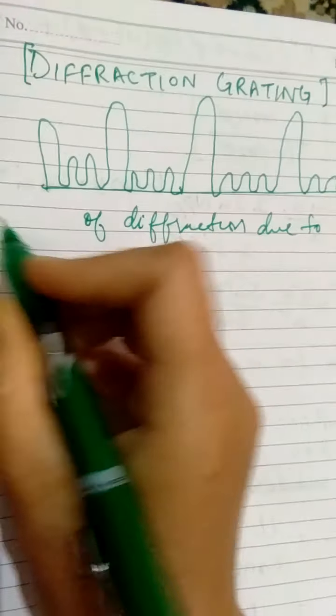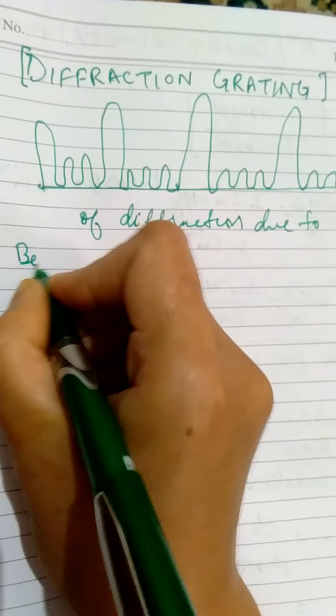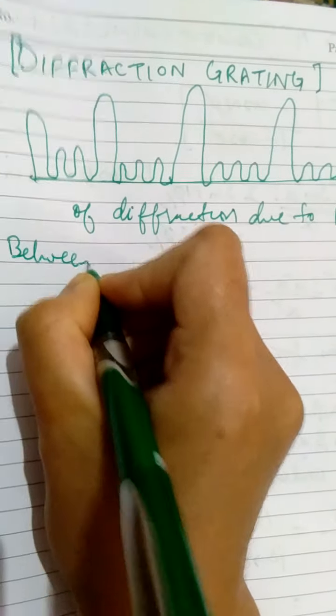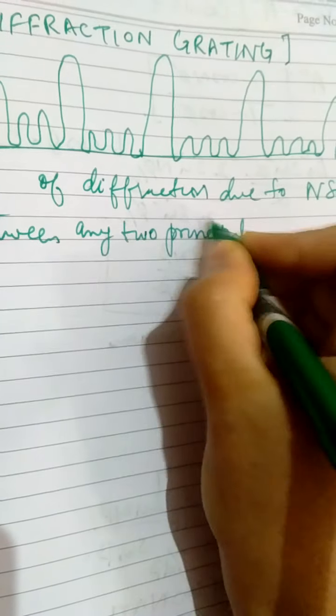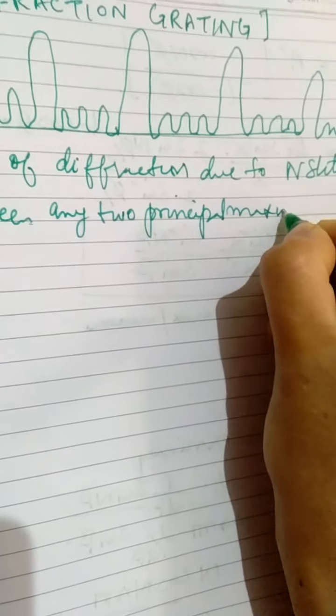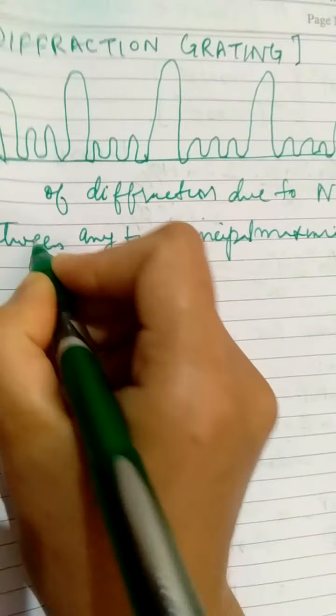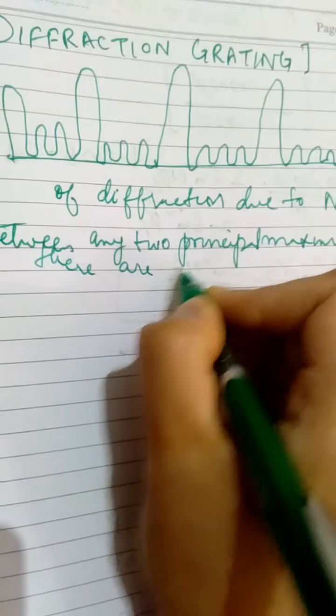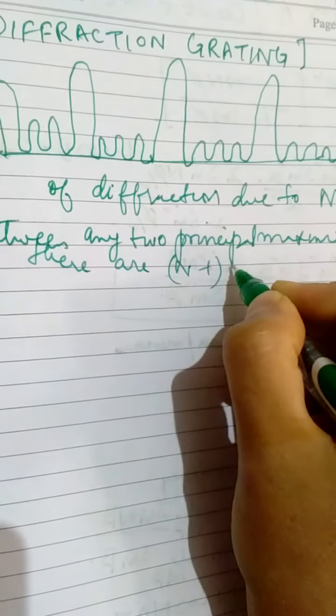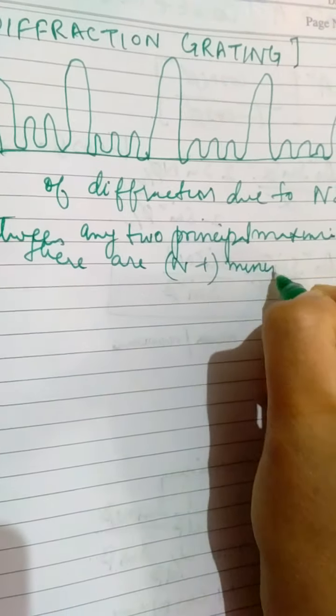You have also learned that between any two principal maximas, there are N minus 1 minimas, where N is the number of slits in a multi-slit arrangement, right?